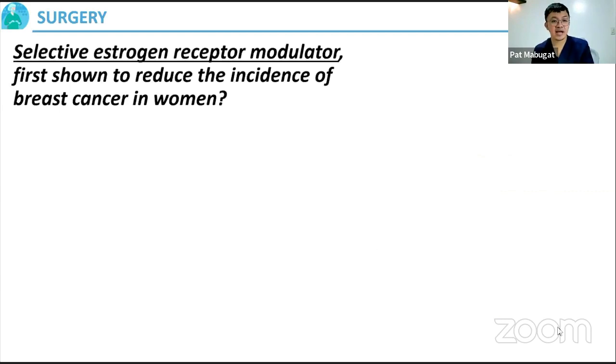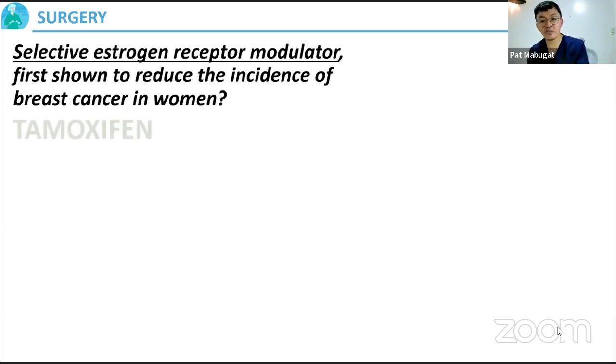Next, SERM, a selective estrogen receptor modulator, first shown to reduce the incidence of breast cancer in women. So, remember, if we're taking a biopsy sample of a breast patient, we also need to identify its hormonal status. We get the ER, estrogen receptor, progesterone receptor, and the HER2/neu. Okay? The ER/PR there is for you to decide what best treatment to give to the patient. If this patient can be given a certain type of treatment, this treatment is hormonally mediated because these are estrogen and progesterone receptors. So we have the SERM.